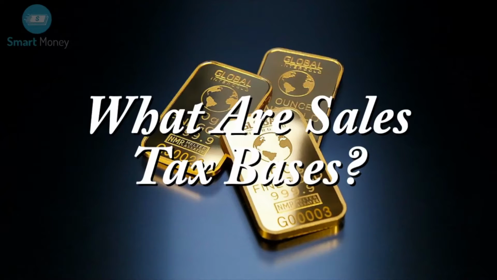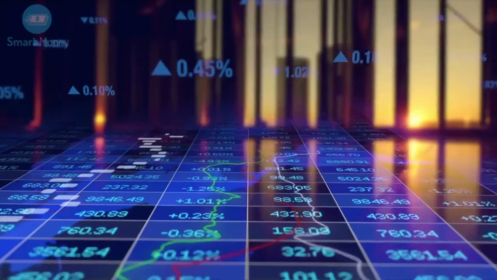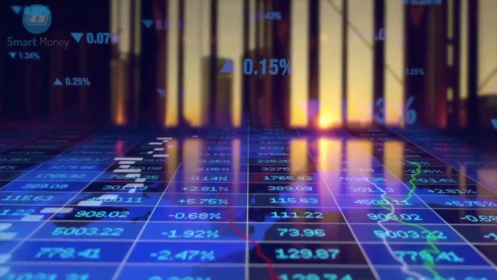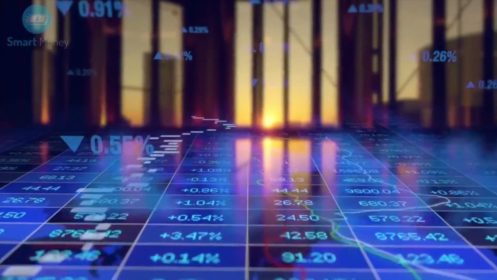What are sales tax bases? Sales tax rates aren't the only thing to consider. The tax base, what is and isn't taxable, can have a direct impact on the productivity and efficiency with which different sales tax jurisdictions raise revenue.